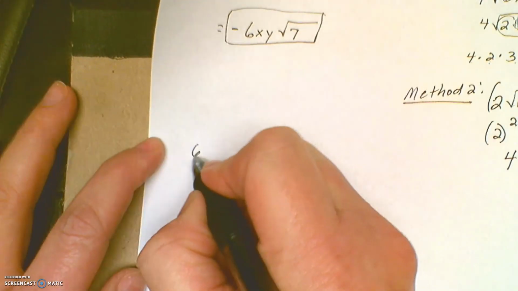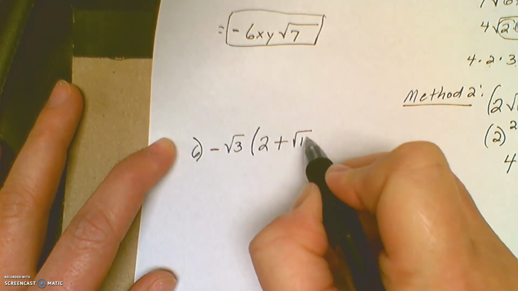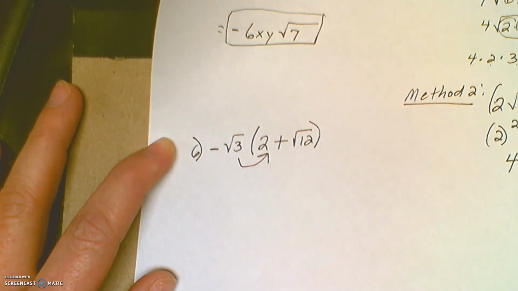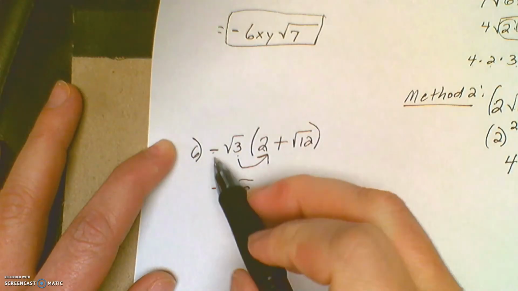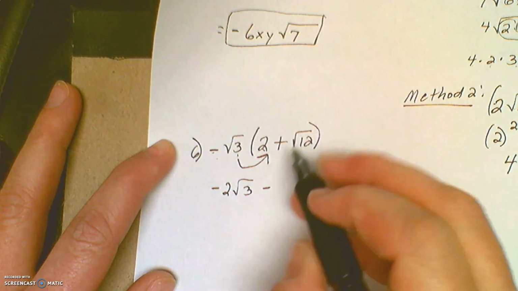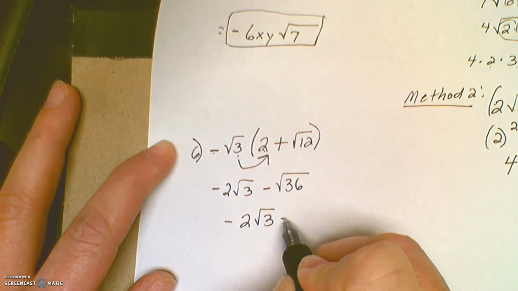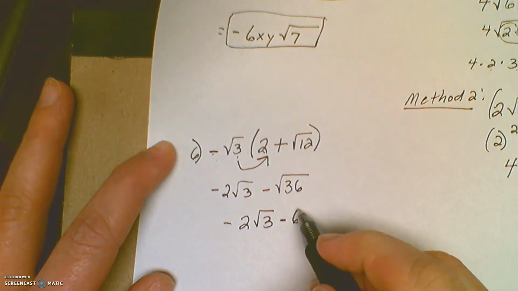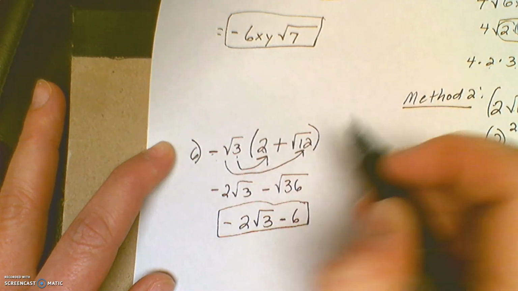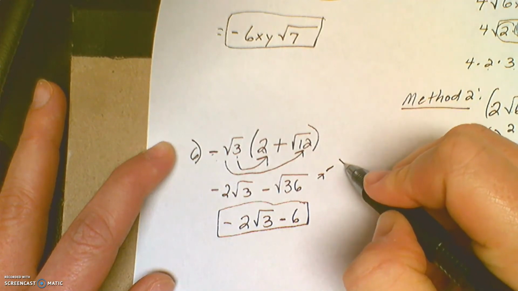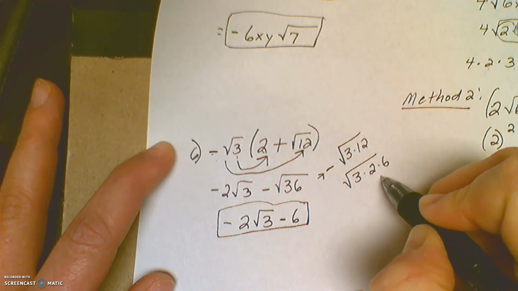Number 6, distributing negative square root of 3 times the sum of 2 plus the square root of 12. So if we distribute coefficient, radical, negative times 2 is negative 2, square roots of 3, negative times a positive is negative, 3 times 12 is the square root of 36, square root of 36 is a perfect square of 6, so negative 2 square roots of 3 minus 6. You could have also done this part, the square root of 36, as negative 3 times 12 and broken it down into its prime parts, and just continue doing that.